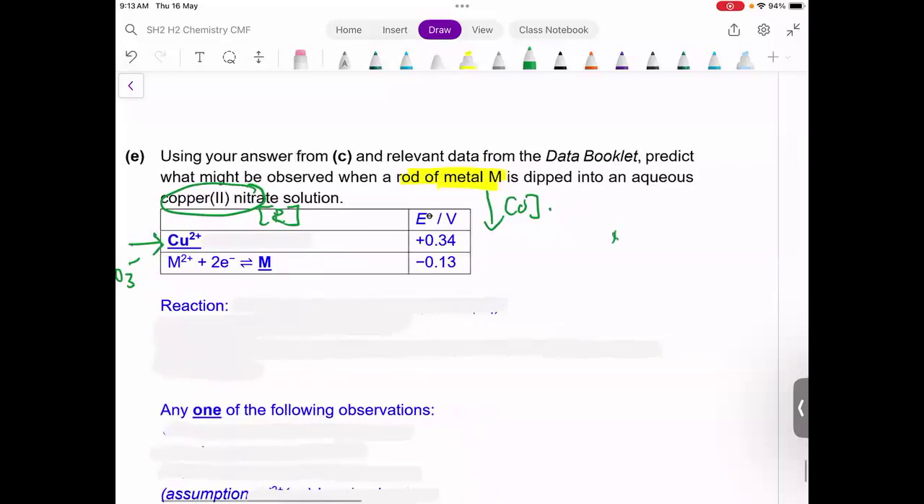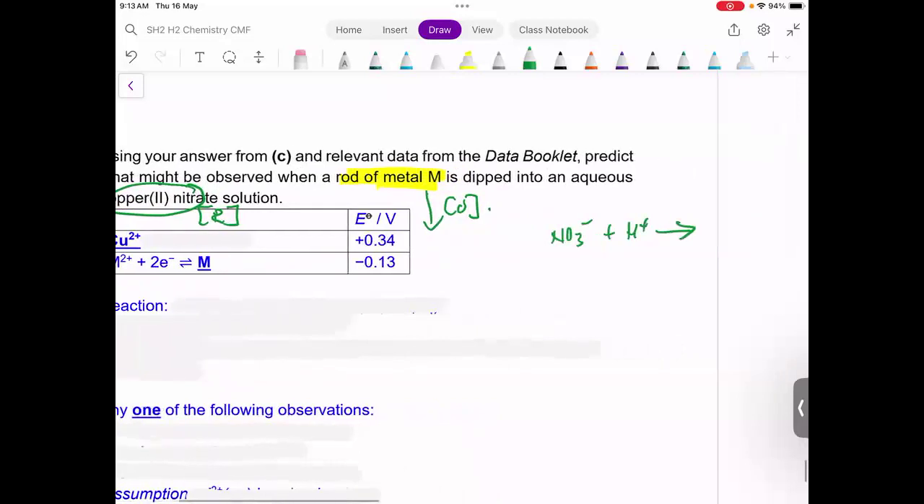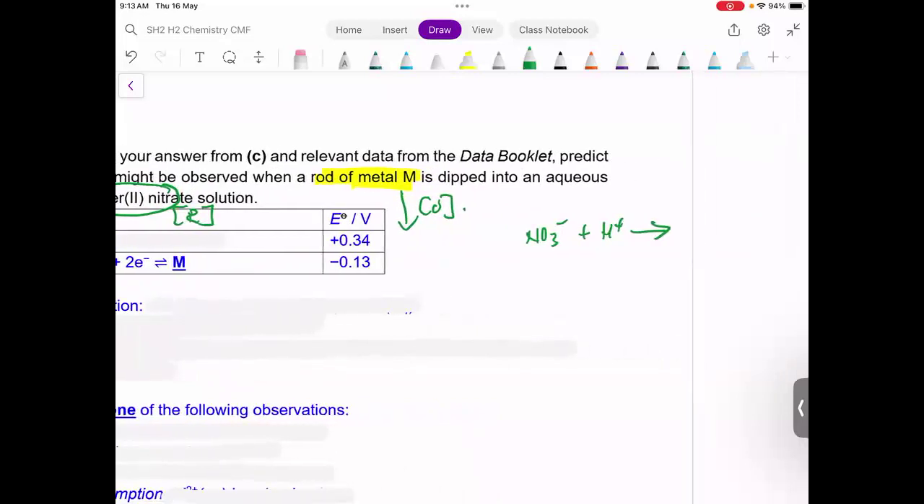So for nitrate reduction potential, you need H plus to form what? Check your data booklet. NO2? Okay, NO2, so what's the E0 value? 0.81. Okay, so if you look at copper 2 becoming copper 0, that is a positive 0.34 volt. So between these two, nitrate seems to have a more positive E0 value.